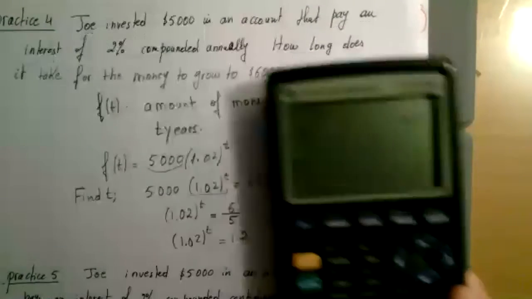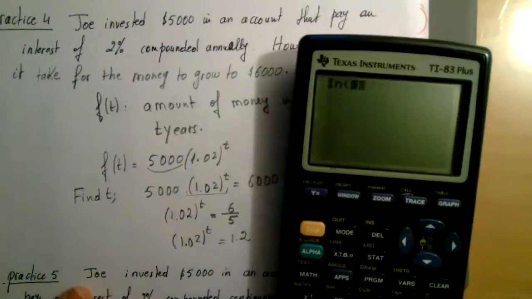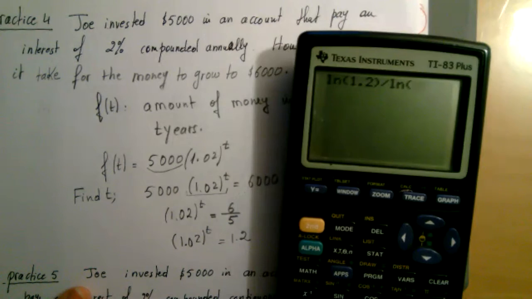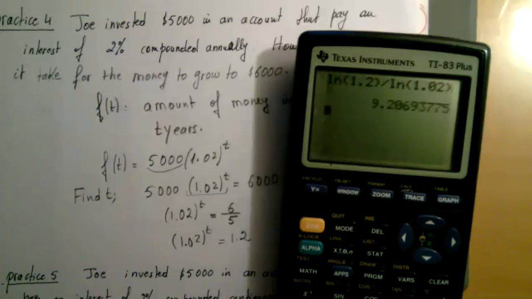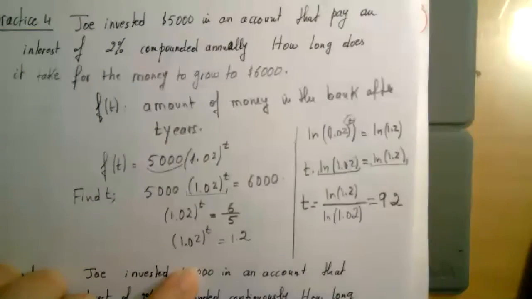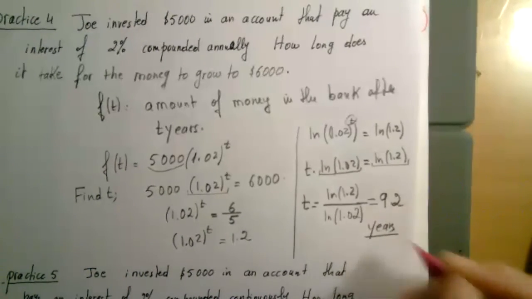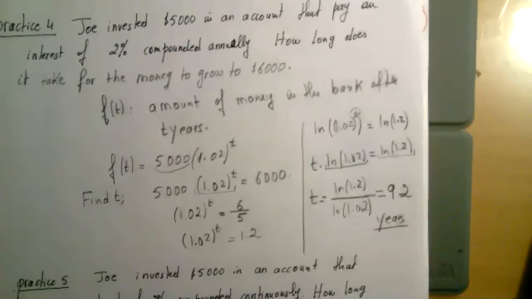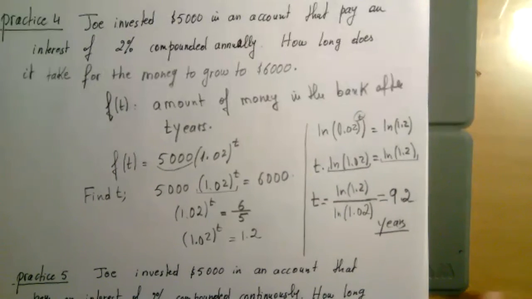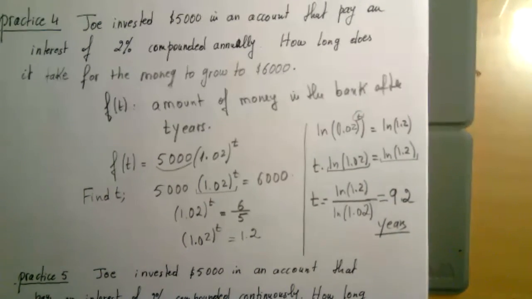And now I pick up the calculator and compute. So it's ln of 1.2 divided by ln of 1.02. And it's 9 years and 2/10 of a year. Okay, so it's 9.2 years. So you have to wait 9 years to earn one extra $1,000. That's a long time, but whatever. All right. Now practice 5, I will leave it as homework because I've done something pretty similar to it.